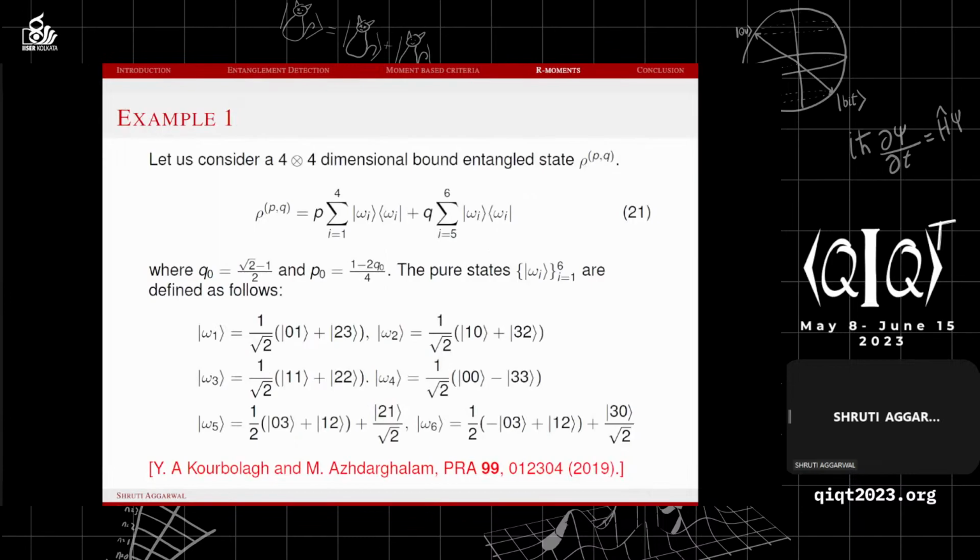Now we have given some examples to check whether it can detect bound entangled states or NPT entangled states. This is a tensor 4 bound entangled state, which is bound entangled or PPT entangled when P and Q equal P naught and Q naught. So at one point this is PPT entangled, and for other P and Q it is an NPT entangled state.